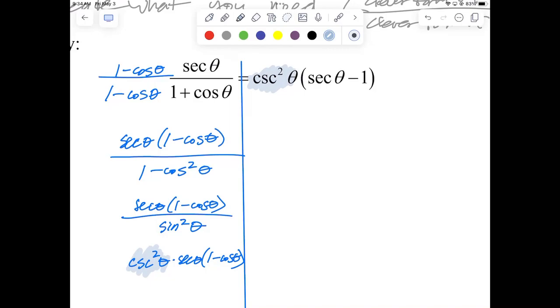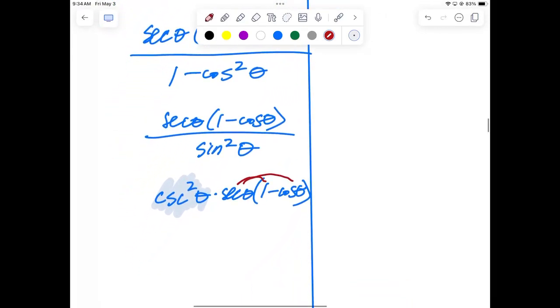But look what I still need to show. I still need to show that the two pieces that are not highlighted are equal to each other. What could I do? Is there something still? Could I distribute the secant? Will that work? Is that something I could do? Let's try it. I mean, it's factored. Let's try multiplying it. What's secant of theta times 1? Secant of theta. And what's secant of theta times cosine of theta?